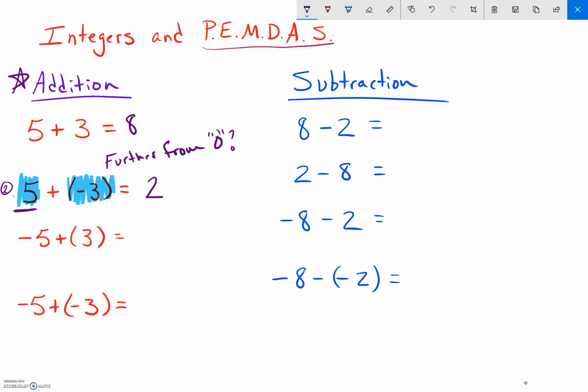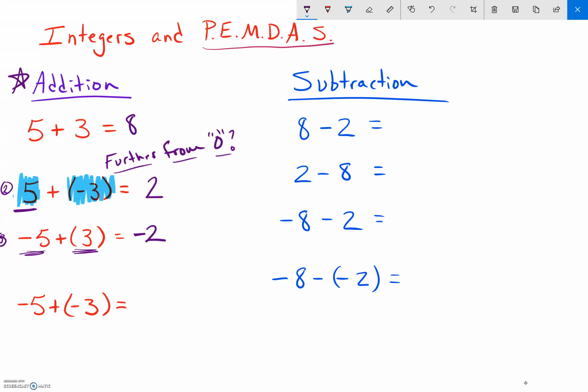We're going to look at the same type of situation on the third one here. It's negative 5 plus 3. So the integers have different signs, so it's really subtraction. 5 minus 3 is going to give you 2 again. But which of those numbers is further from 0? Is it negative 5 or is it positive 3? Negative 5 is further. So negative is going to go on your answer.